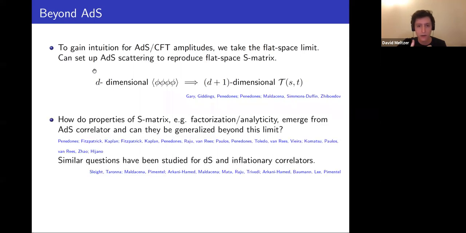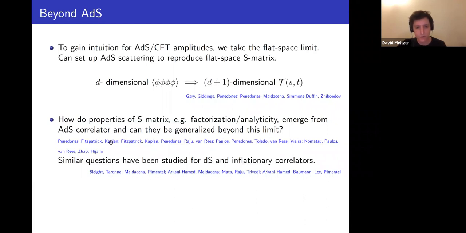And then there's some natural questions we can ask, like how do the properties of the flat space S matrix, things like factorization and analyticity, emerge from the AdS correlator? And can we go further and show how these properties are generalized when we include curvature corrections? Is there an analog of factorization and analyticity directly in AdS?